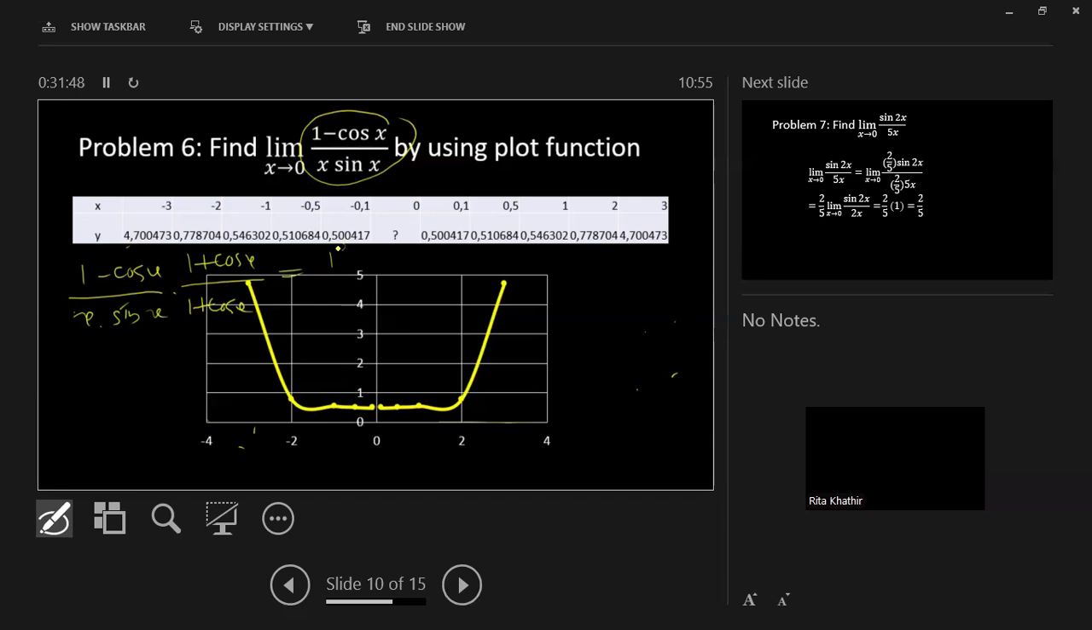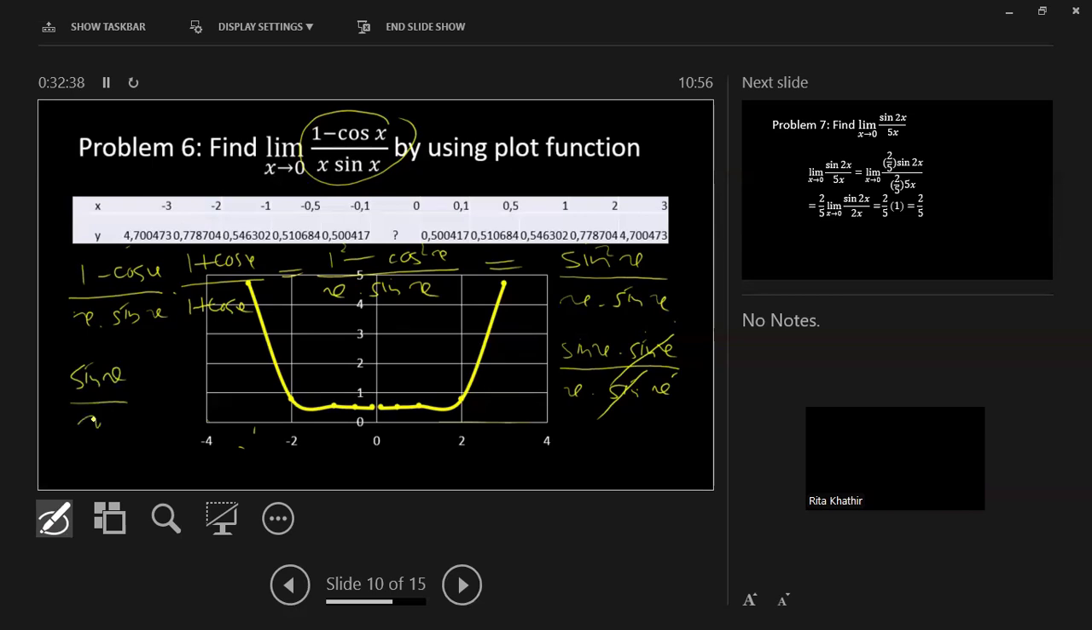Here we have 1 squared minus cos squared x over x sine x times 1 plus cos x. Then you remember, that is sine squared of x. So sine x times sine x over x sine x times 1 plus cos x. So what we have is sine x per x.